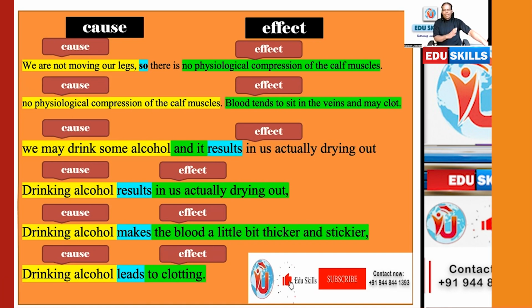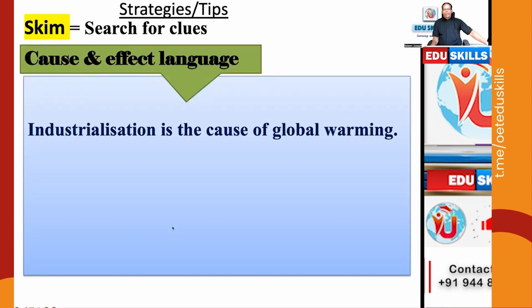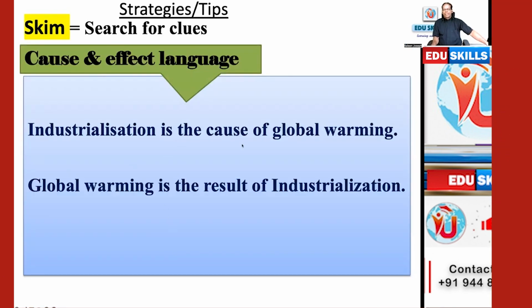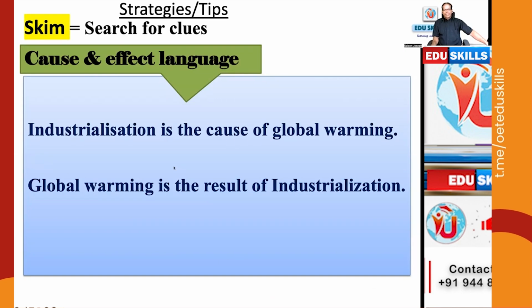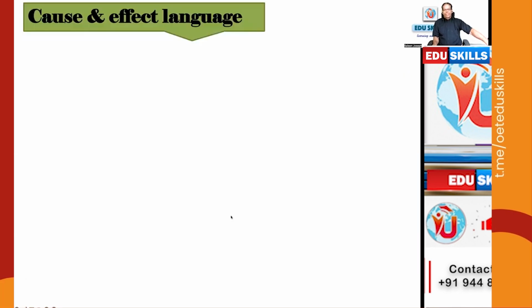Someone asked me what the nature of the text is. That question is being answered. One example I used to give you earlier is that industrialization is the cause of global warming. That same thing can be said: global warming is the result of industrialization. Cause of, result of. So the object becomes the subject, the subject becomes the object. You should not be confused by that. Industrialization leads to global warming. Cause of, result of, leads to: different expressions.